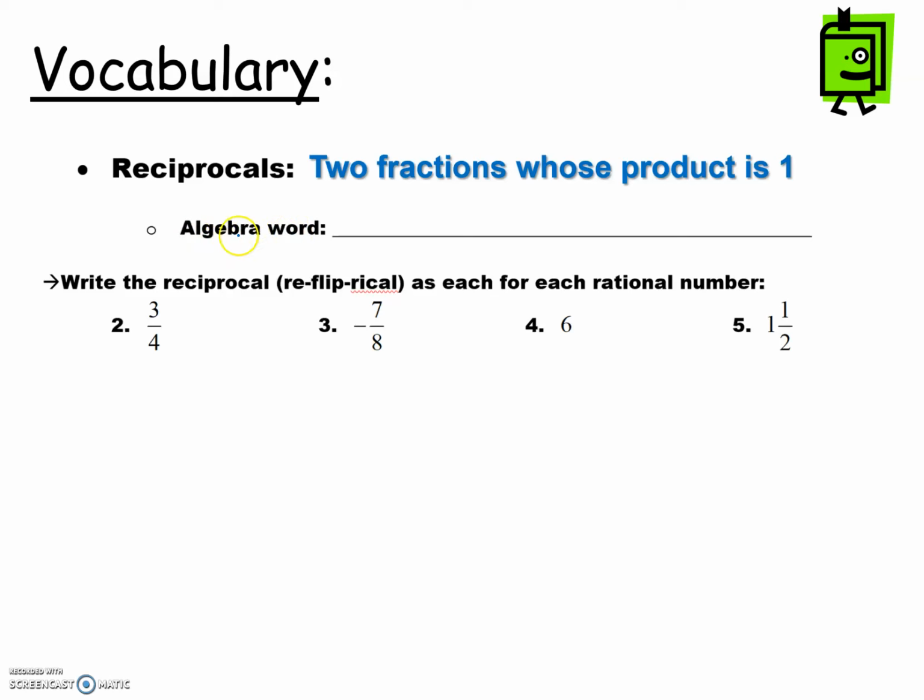Though the algebraic word, the word that this technically is called, is the multiplicative inverse. It's kind of like the additive inverse. Additive inverses are numbers that add together to equal 0. This one is numbers that multiply to equal 1. And so we want to write the reciprocal, and the way we think about that is not reciprocal, but the refliprocal for each rational number.